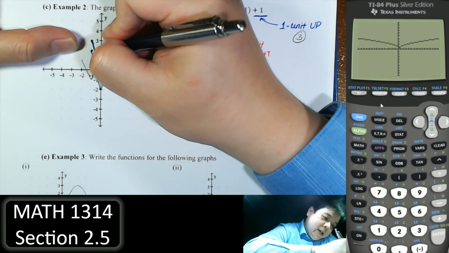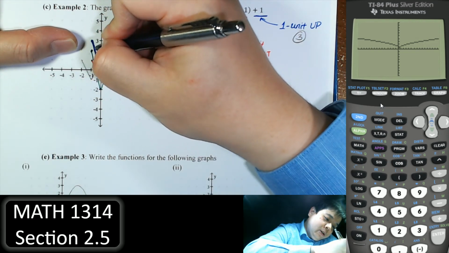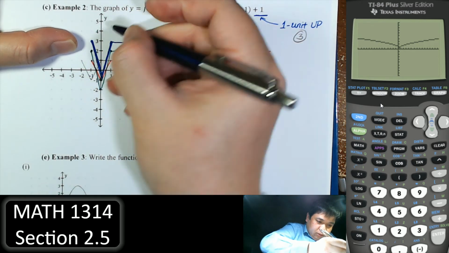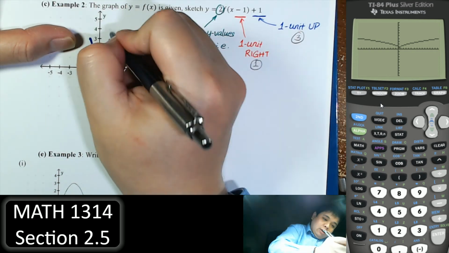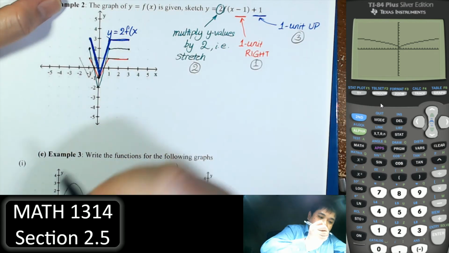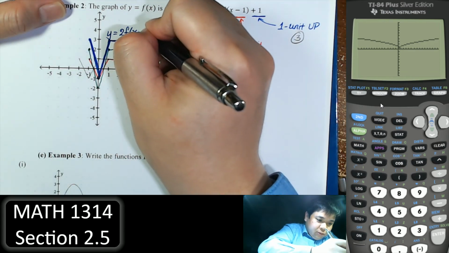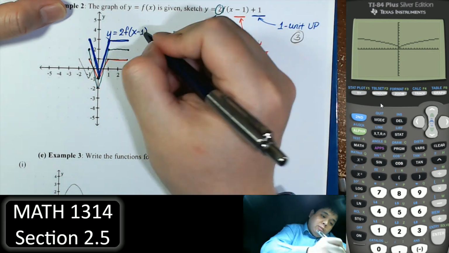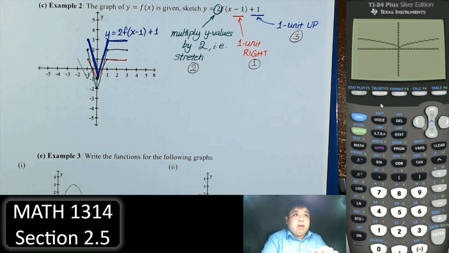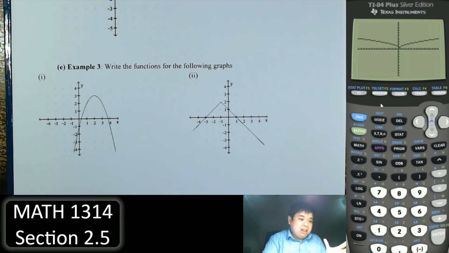So at the end, this is what we have. This is y equal to 2f of x minus 1 plus 1. Right. So now we can sketch the graph based on the function. Now let's say we don't have the function, we have the graph. How do we write the function?